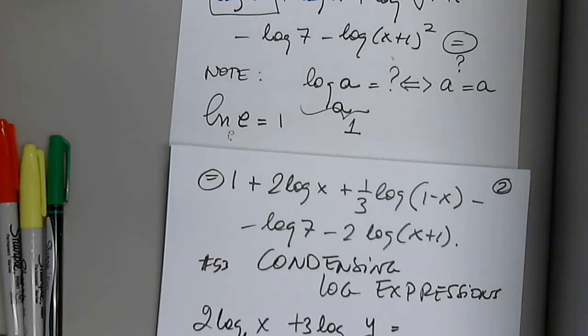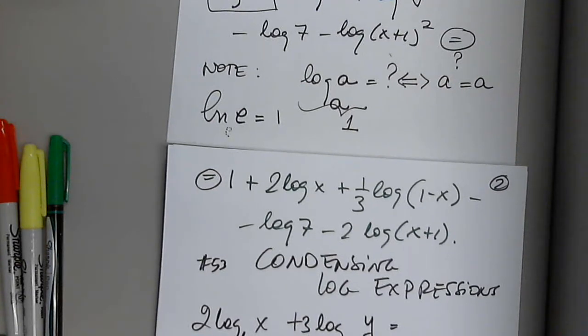Do you add numbers in front? Not add. The numbers in front come from the power of that expression. That's the power rule, the third rule. So this is equal to log base b of x squared plus log base b of y cubed.